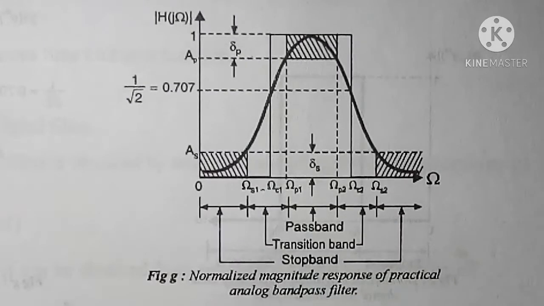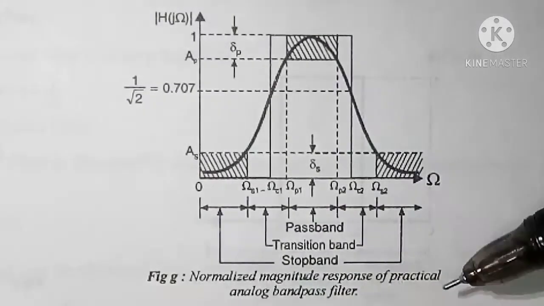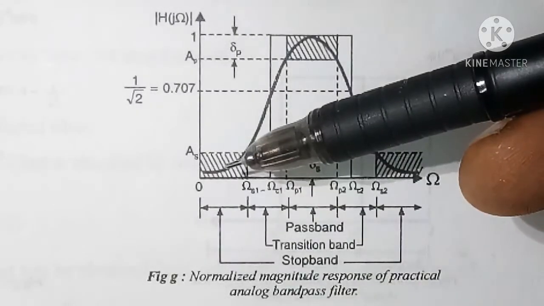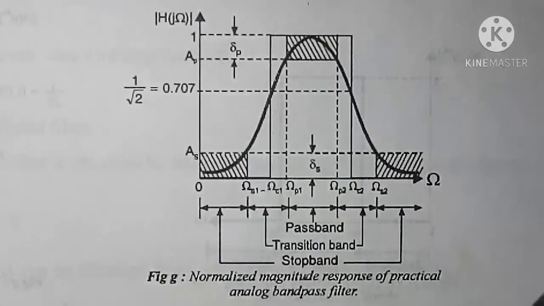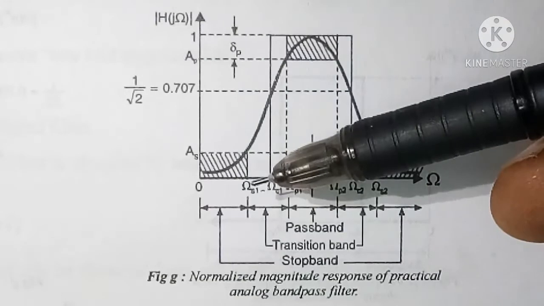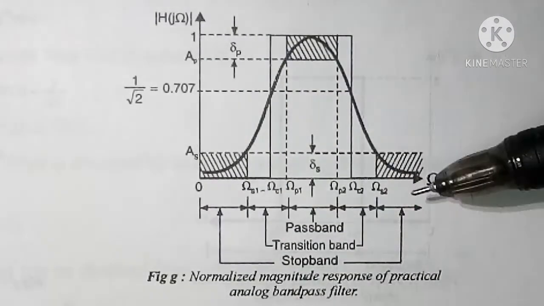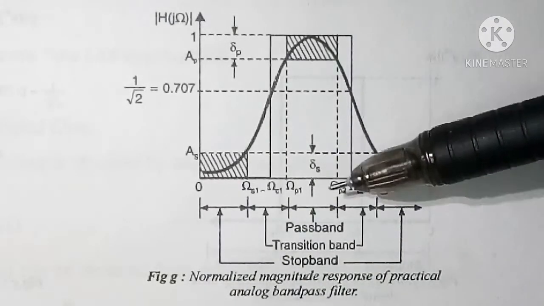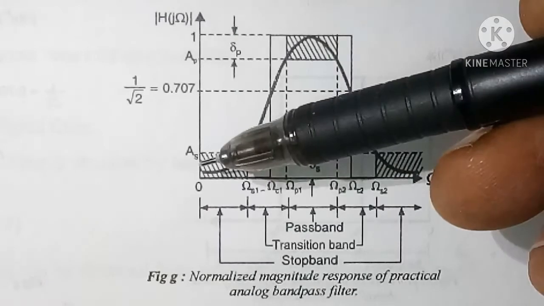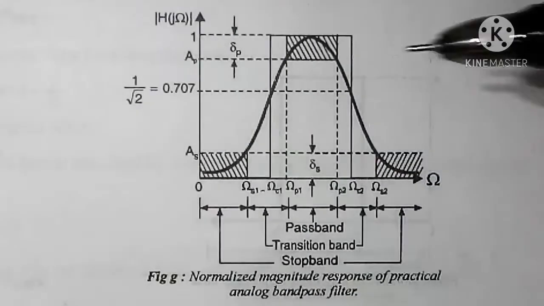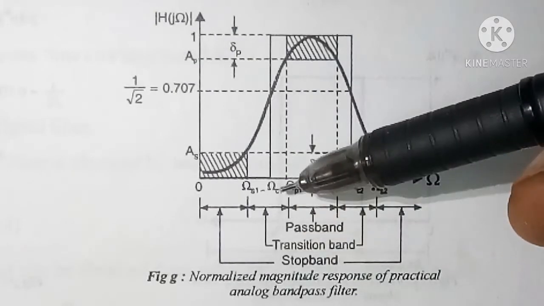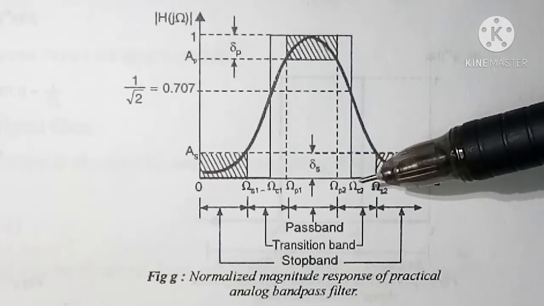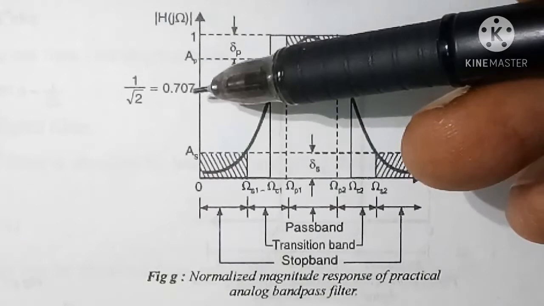Now here you can see the normalized magnitude response of practical analog bandpass filter. Here also in stop band, that is from 0 to omega s1 and omega s2 to infinity, there is a ripple which is called as stop band ripple delta s, and the delta s is equal to as. At two cutoff frequencies, that is lower cutoff frequency omega c1 and upper cutoff frequency omega c2, the magnitude is 0.707.